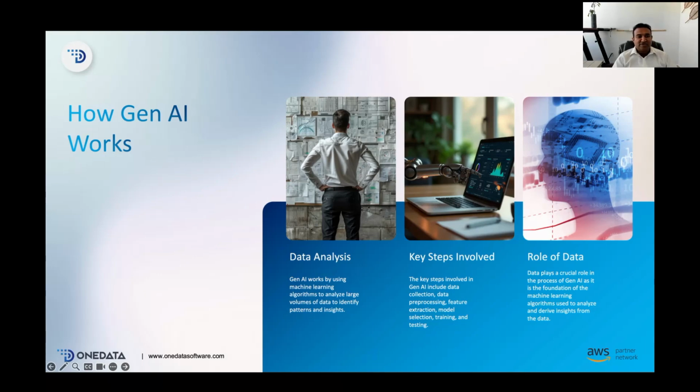And so Gen AI uses a machine learning algorithm to analyze volumes of data, identify, understand, learn, and we can use it to get insights. You can use it to answer questions. You can use it to generate video, images, content for your marketing, your sales, right? So that's how Gen AI works. The key steps involved: collect the data, pre-process the data, train your model, and test your model to perform whatever you want it to do.